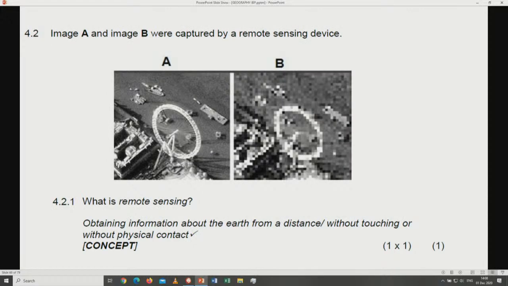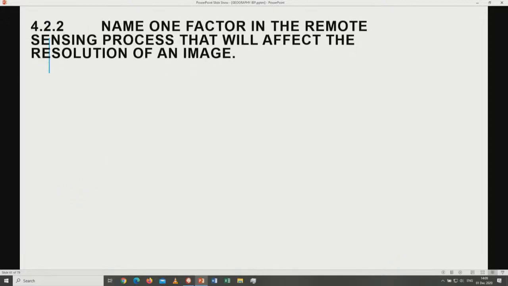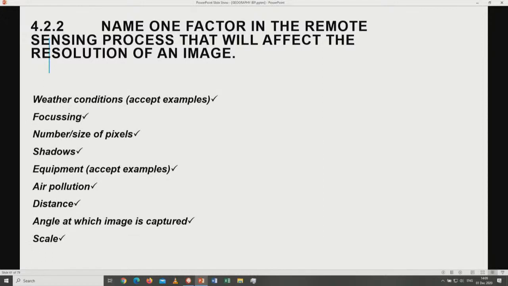So, of course, remote sensing is obtaining information about the earth from a distance, without physical contact. Okay. Name one factor in the remote sensing process that will affect the resolution of an image. What can affect the resolution of an image? Let's say you are taking a picture today, but the weather conditions are cloudy. There are clouds today. You're going to have a lower resolution of that image because you can't see details.